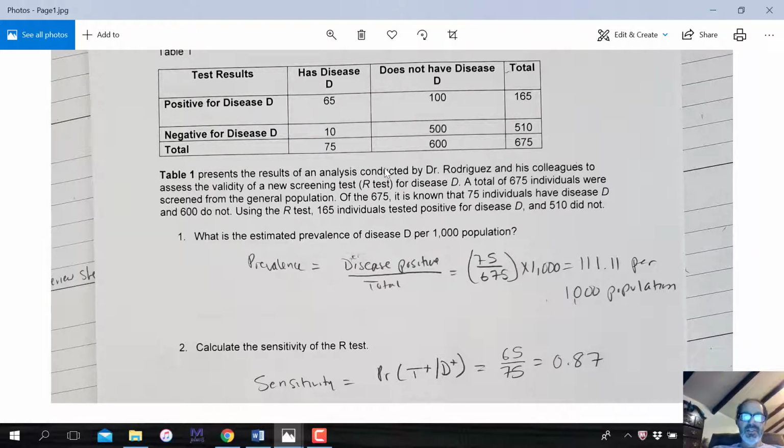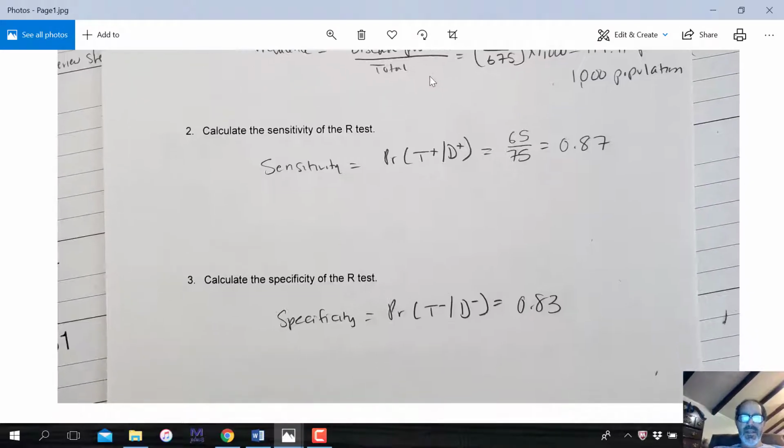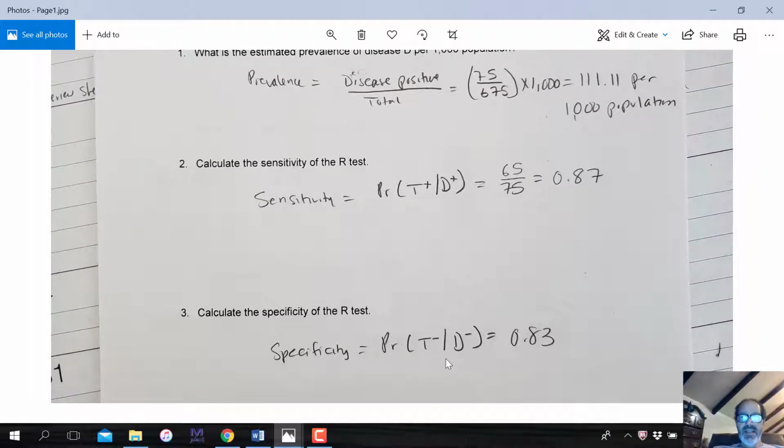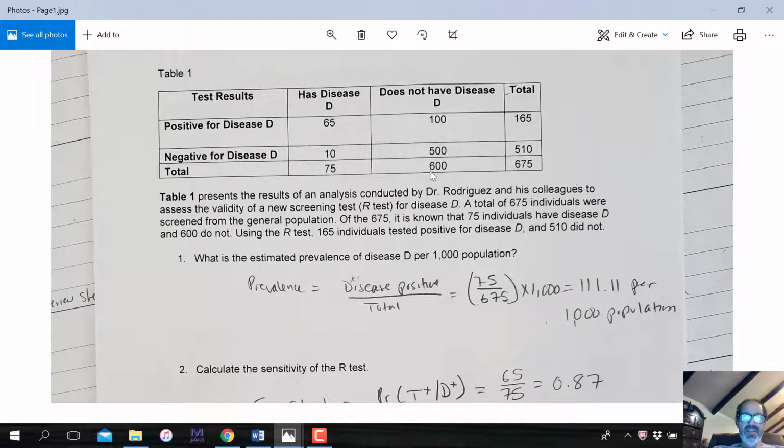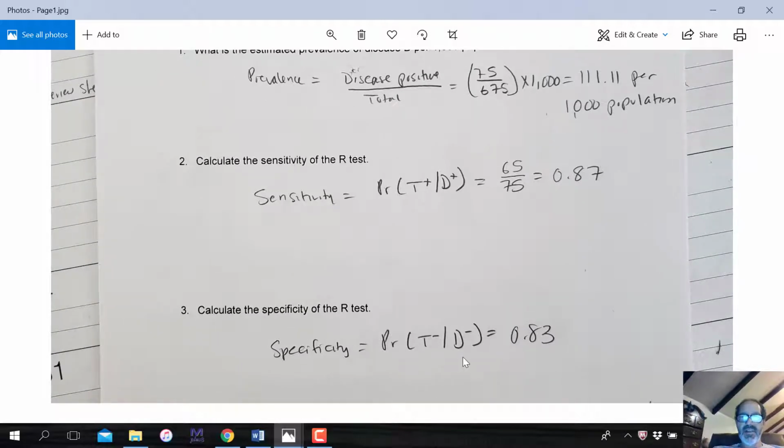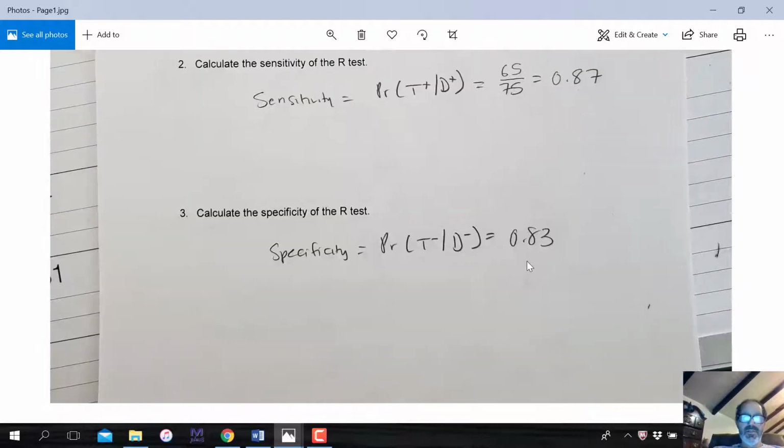Now let's go to specificity here. Specificity is the probability of testing negative given one is disease negative, and we get 0.83. So let's go back up to the chart here. So we have the condition is that you have to have tested negative. So 600 tested negative, and so specificity is the probability of testing negative given you don't have the disease. So here 500 individuals tested negative of the 600, so that should be 500 divided by 600 is equal to 0.83.